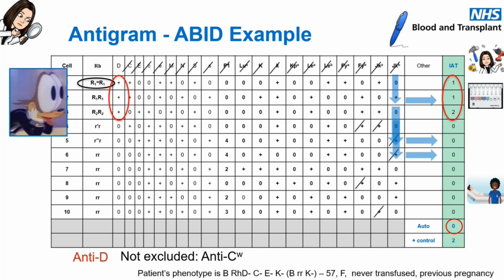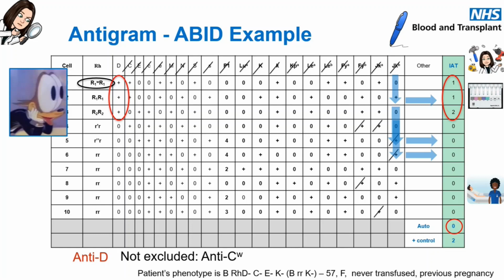So going back to those tools, I need to know the phenotype of the patient, because if the patient's phenotype is D negative, this is going to be an alloantibody. But I also need to know the patient's history. Have they been transfused recently? Is there any dual population?